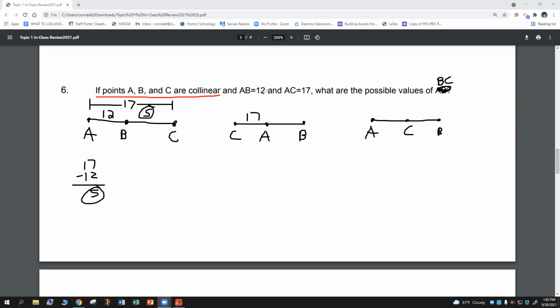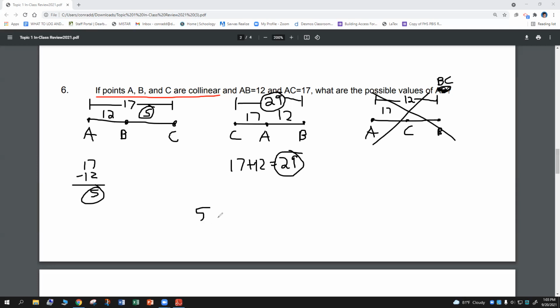Let's go back. So AC is 17 and AB is 12. So 17 plus 12 is going to give us 29. So that one does work. Okay, and then this one's the one where you're going to get -5. So AC is 17, and AB is 12. But the small segment can't be bigger than the big segment, so this one's not going to work. So your 2 possibilities would be 5 or 29.